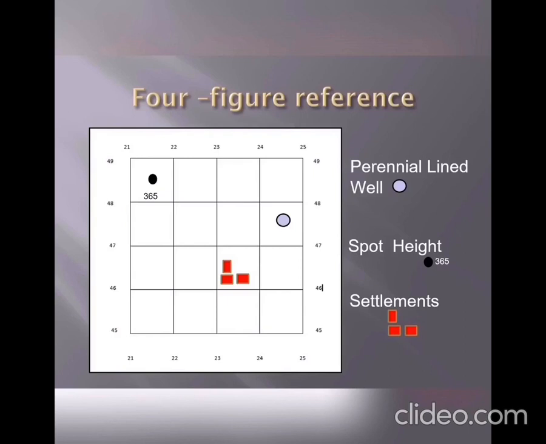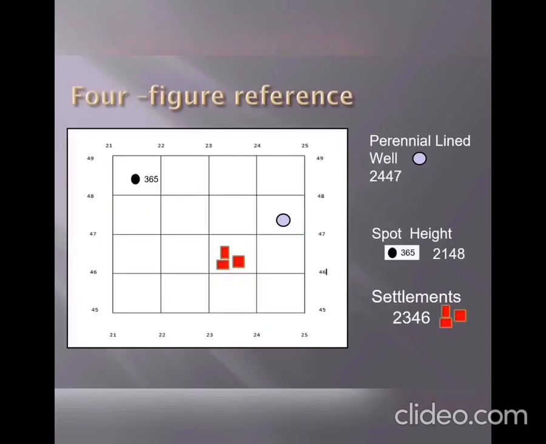Observe the given grid. Let us find out the four-figure reference for the following: perennial well, spot height and settlement. We can say that the four-figure grid reference of the perennial well is 2447. Next, spot height 2148. Settlement 2346.